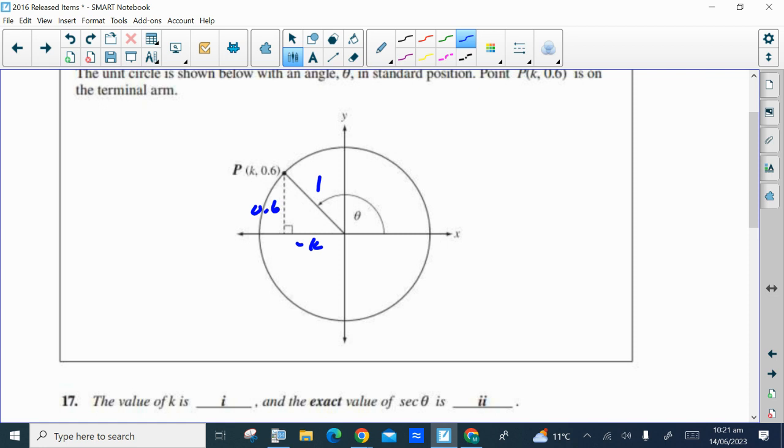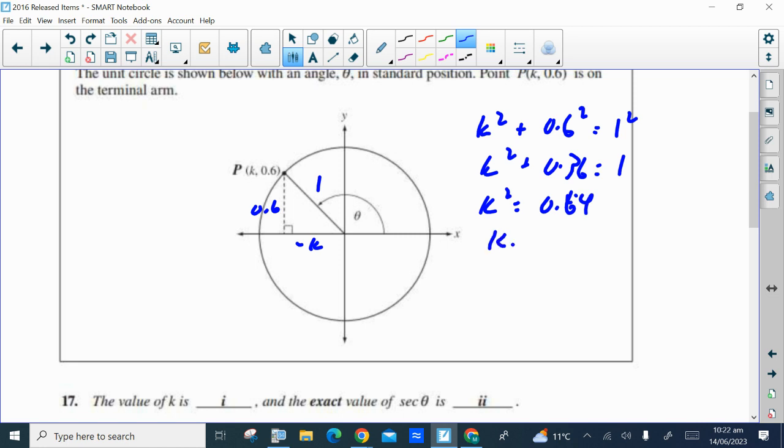So our value of K in the end will be negative, but we can find out what the absolute value of K is by using the Pythagorean theorem. K squared plus 0.6 squared will equal 1 squared. So K squared plus 0.36 will equal 1. K squared will equal 0.64, so K will equal 0.8. But because you're going to the left, it'll be negative 0.8.